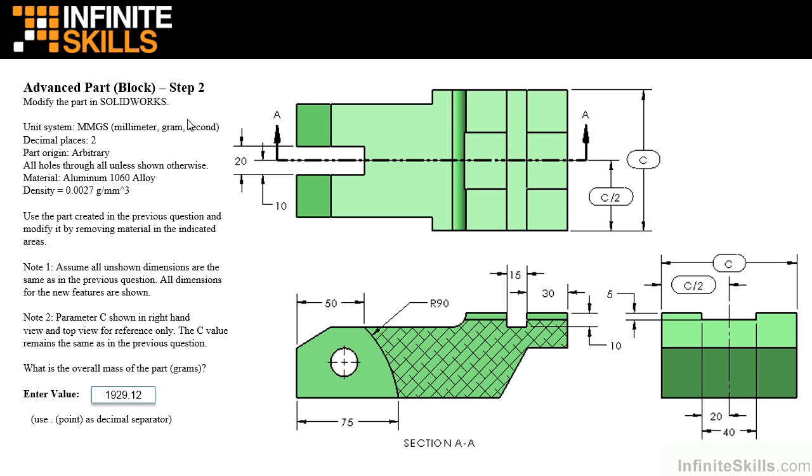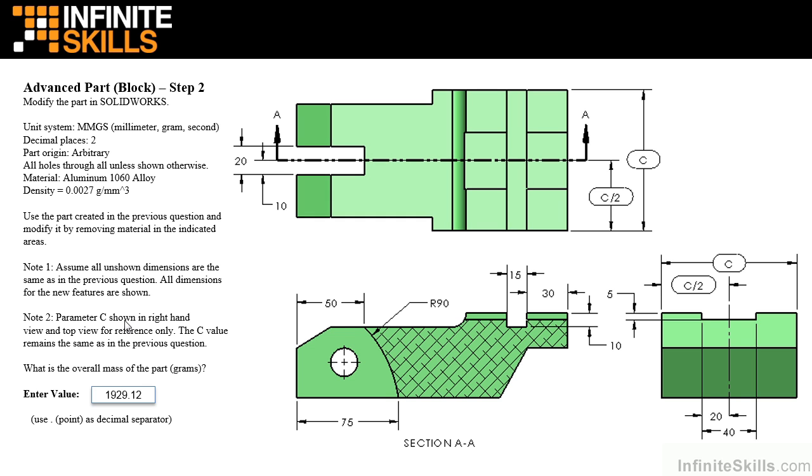First, we'll read through the directions. All of this information is the same. Then it tells us to use the part created in the previous question, that would be step 1, and modify it by removing the material in the indicated areas. Note 1 says assume all unshown dimensions are the same as in the previous question, and all dimensions for the new features are going to be shown in these 3 views.